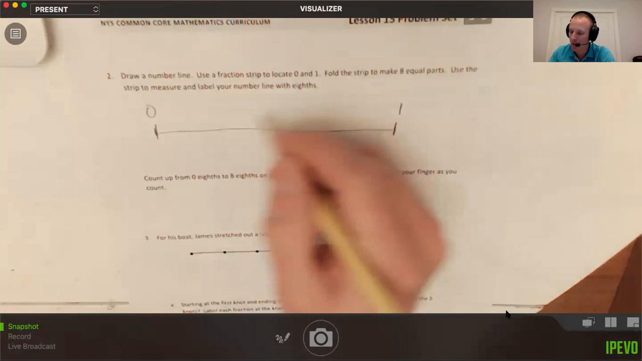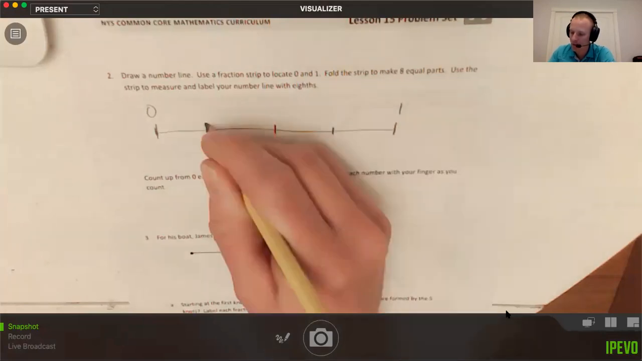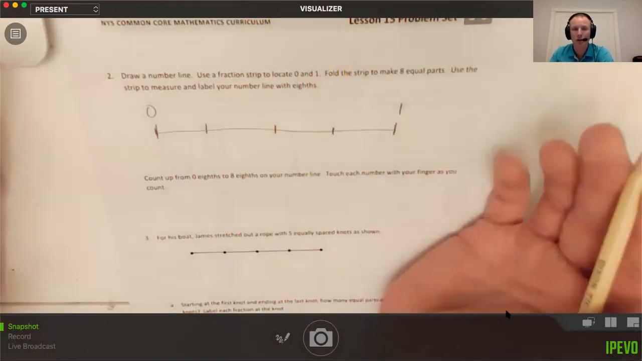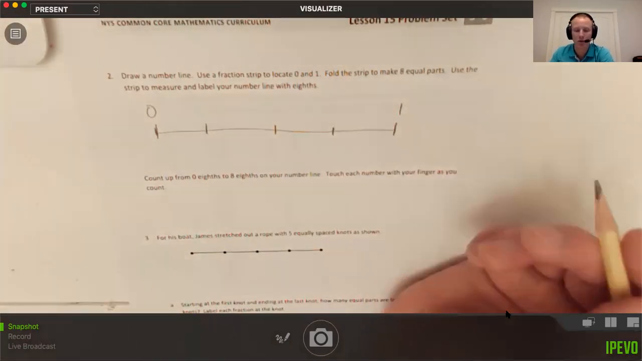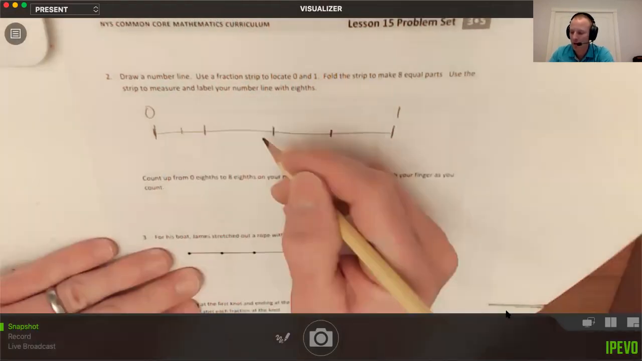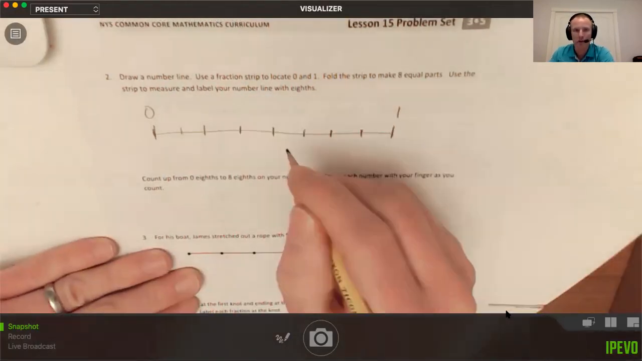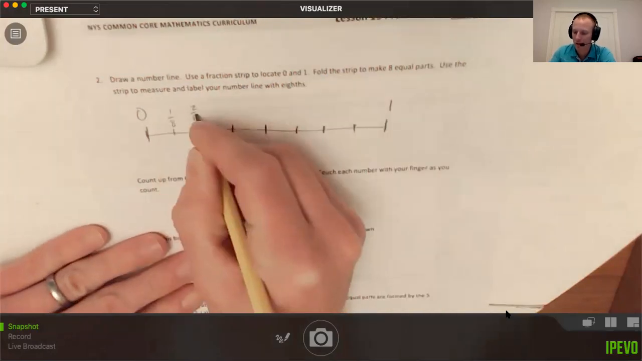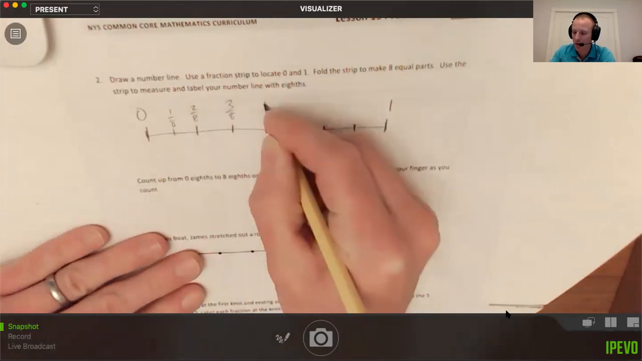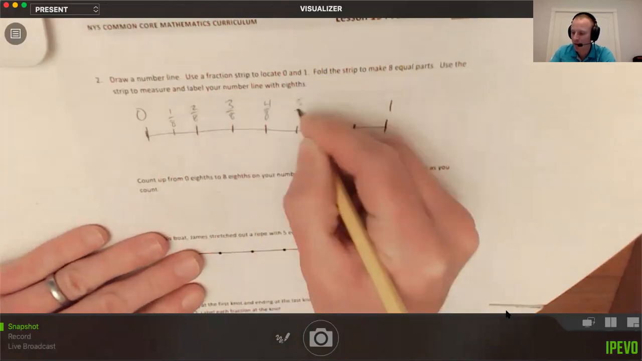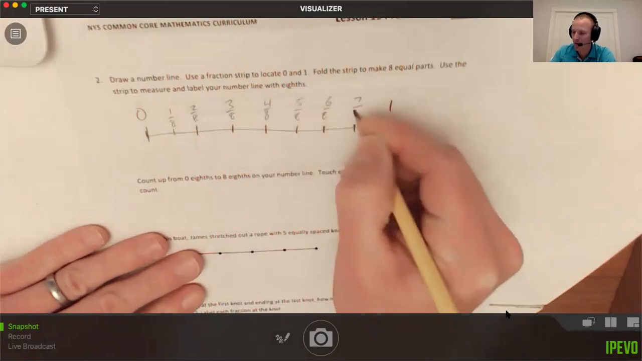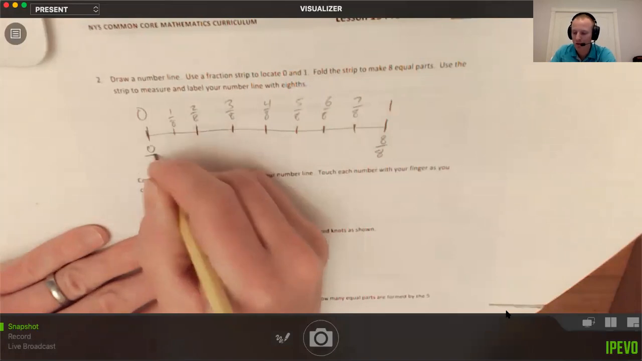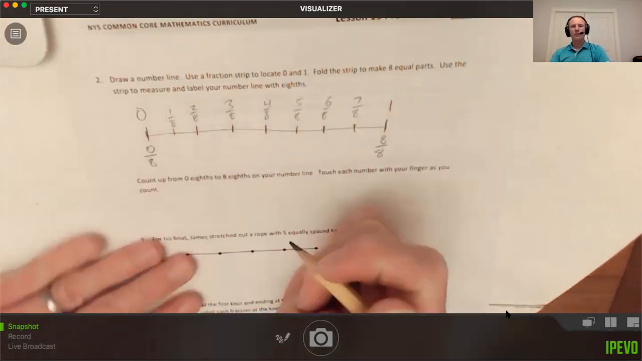So to make 8s, I'm going to make fourths first. And if I have 4 things and I split each one in half or 2 parts, then I'm going to end up with 8 things because 4 times 2 is 8. So that's why that works. Here we go. And I can say 1/8, 2/8, 3/8, 4/8, 5/8, 6/8, 7/8, and then this would be 1 is equal to 8/8, and I should label 0 as well. 0 is equal to 0/8.